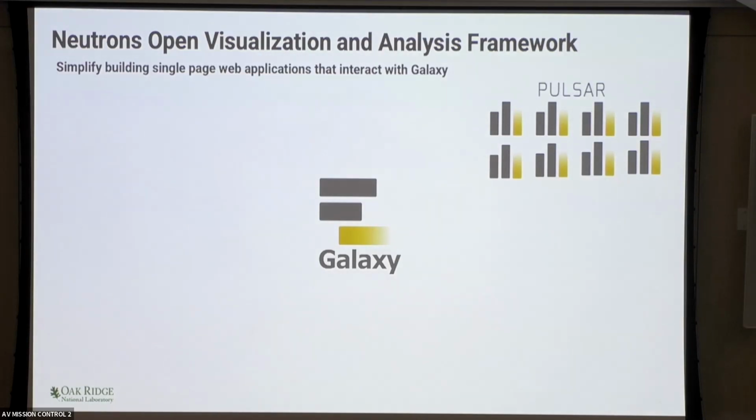So we created the Neutrons Open Visualization and Analysis Framework. Essentially it boils down to a way of building single page web applications that interact with Galaxy. We've got a simplified way of building these web applications, but we leverage the Galaxy infrastructure to do all the deployment, to run the tools, and to provide the user interfaces for the users, and they can also leverage all the capabilities of Galaxy at the same time. I know that sounds like a lot, and I'll try to explain that in the 5 minutes I've got left.